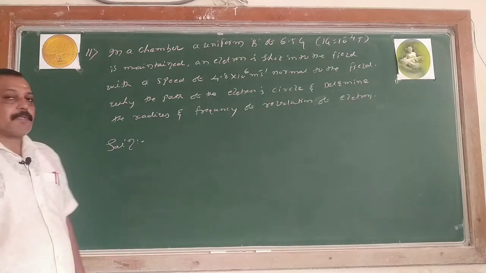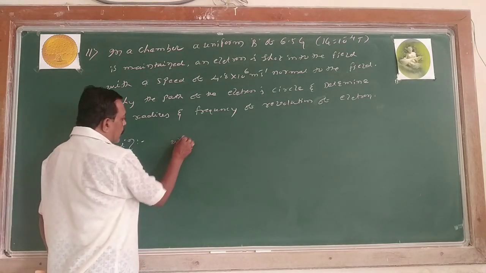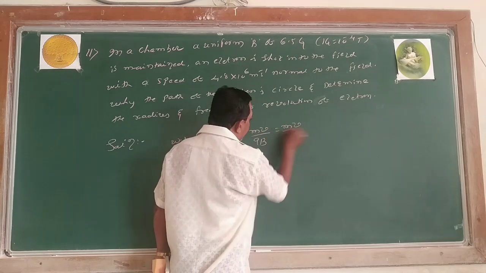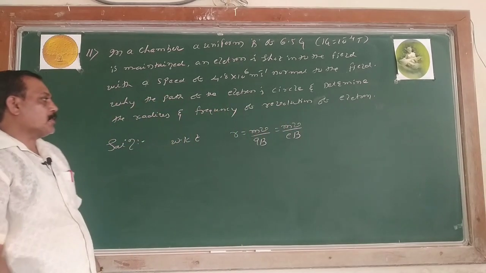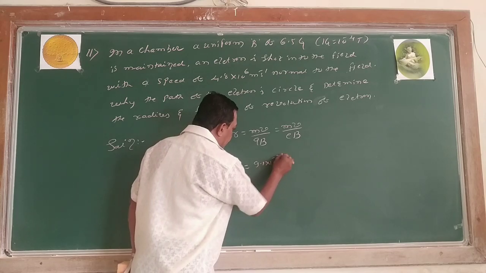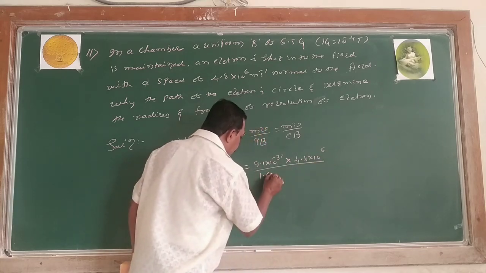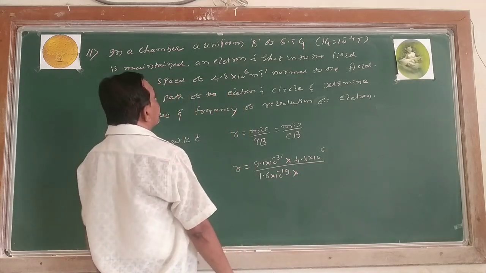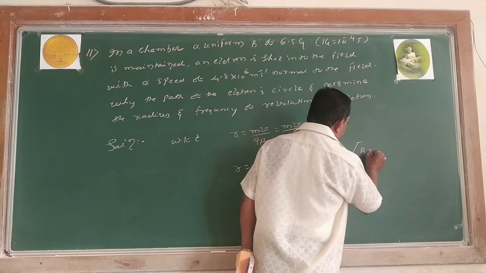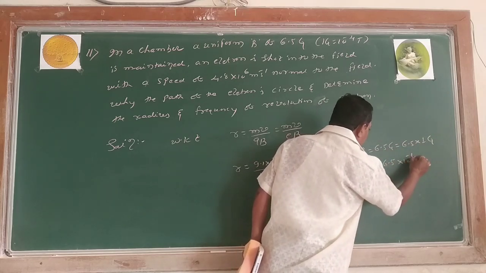So, when it describes a circular path, what is the radius and frequency of revolution? We know that r equals mv by qB. q is the charge of the electron, magnitude taken as positive, e, into B. Then substitute the values. r equals mass of the electron 9.1 into 10 to the power of minus 31 kg, velocity 4.8 into 10 to the power of 6, charge of the electron 1.6 into 10 to the power of minus 19 coulomb, magnetic field 6.5 Gauss, where 1 Gauss equals 10 to the power of minus 4 Tesla.